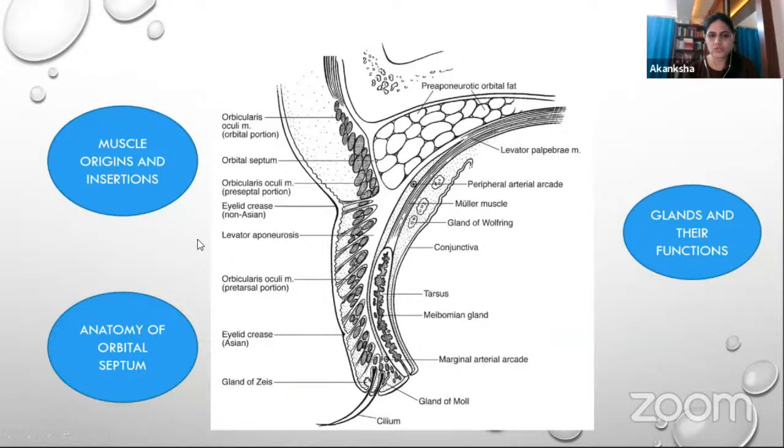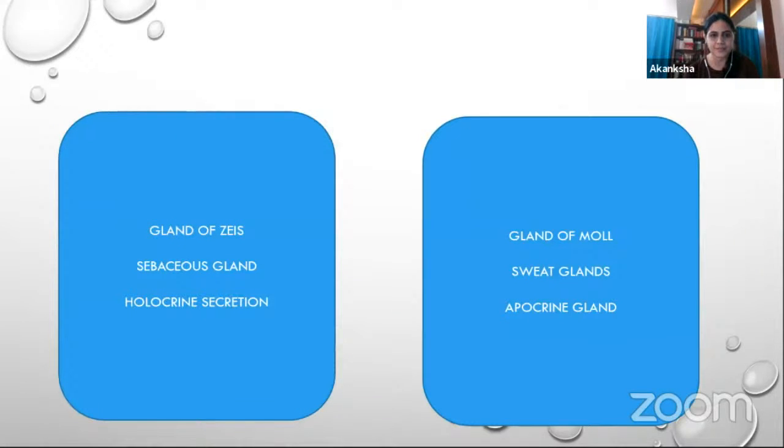So what would also be important at this point from your exam point of view would be all the muscle origins and insertions, anatomy of the orbital septum in itself, and the various glands in the eyelid. So gland of Zeis is also a sebaceous gland, but it secretes by a holocrine secretion, whereas glands of Moll are sweat glands, where the primary mode of secretion is that it's an apocrine gland.